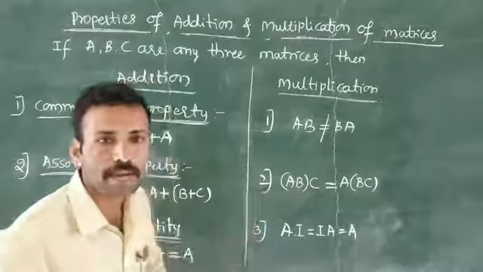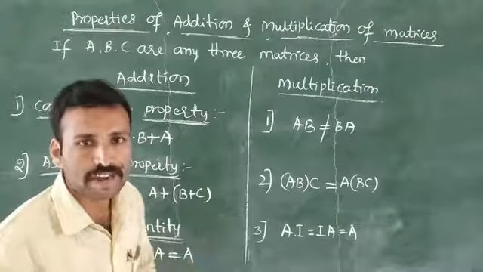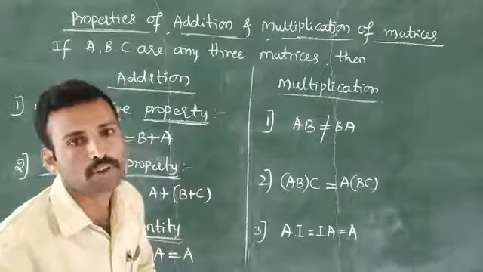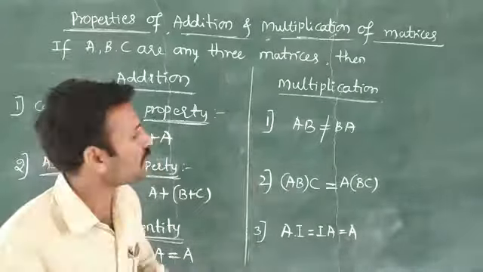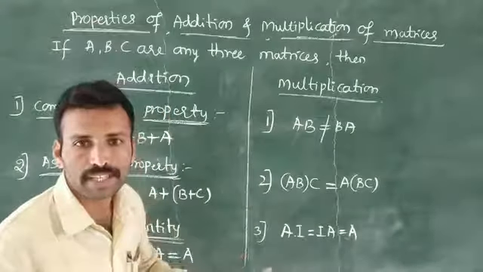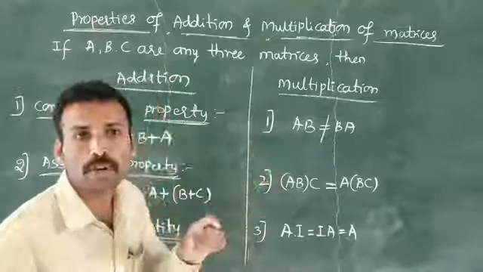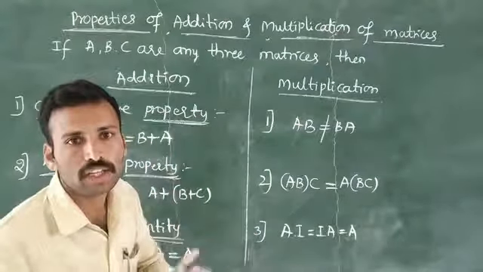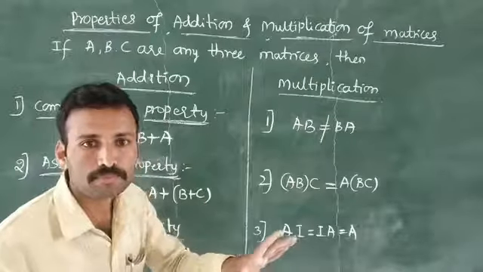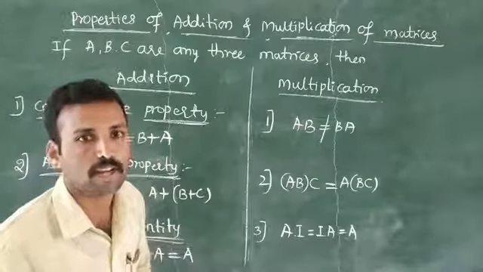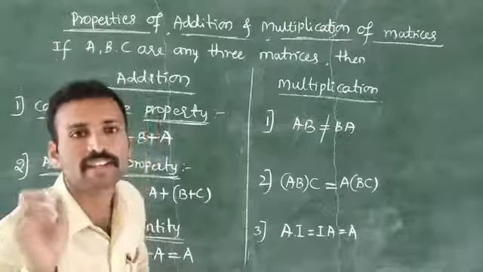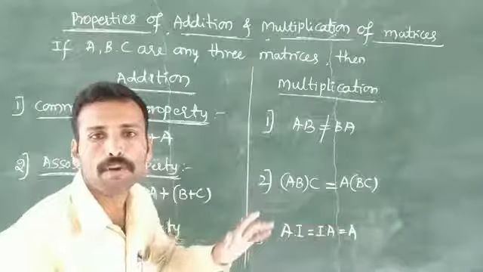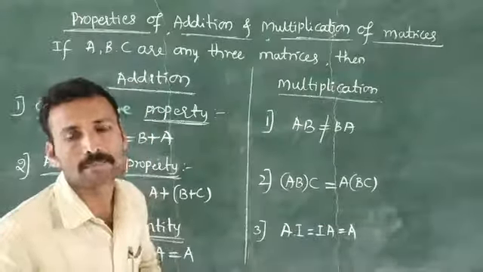Whenever A and B are two matrices of the same order, AB is generally not equal to BA. The commutative property for matrix multiplication holds only if A and B are diagonal matrices. For diagonal matrices, the commutative property holds for matrix multiplication.